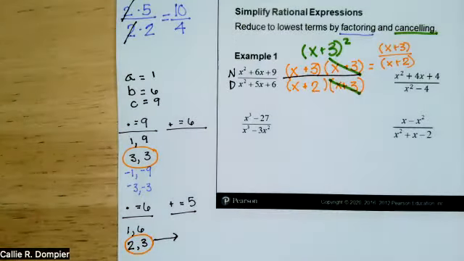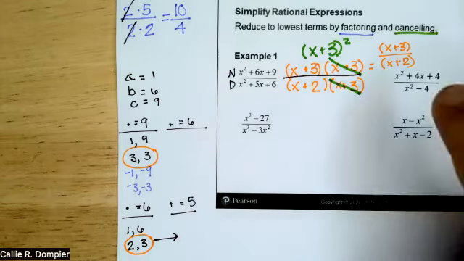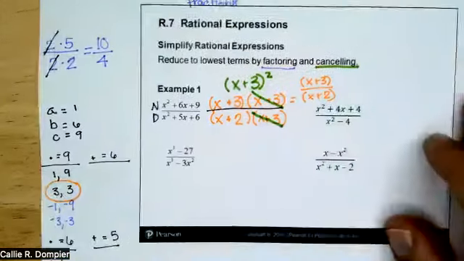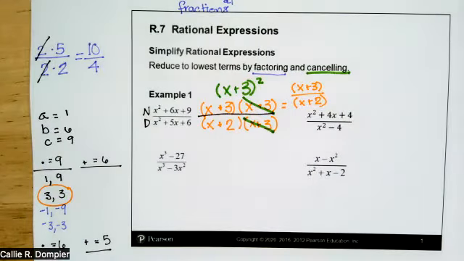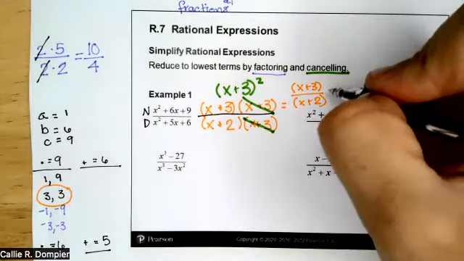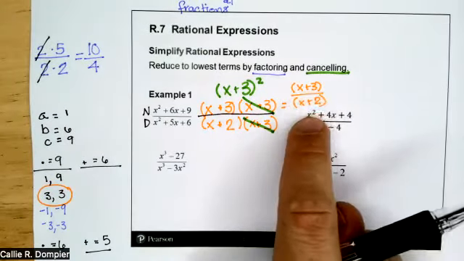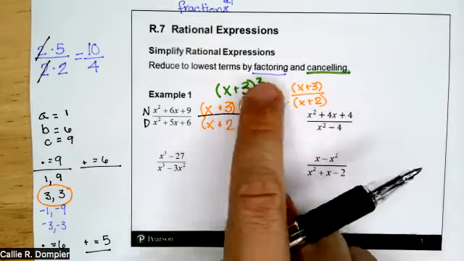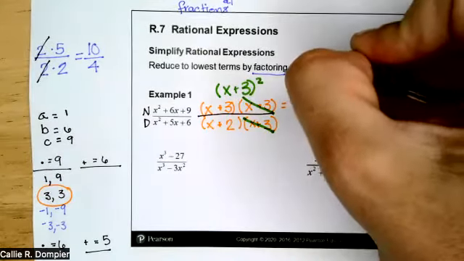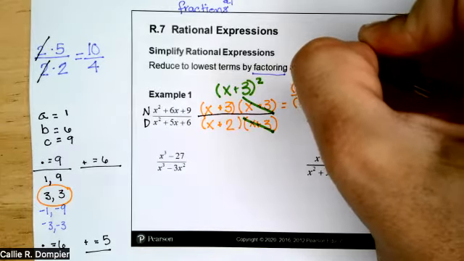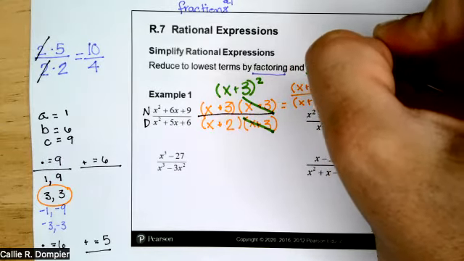Is it clear that we cannot cancel out those x's? We cannot cancel out those x's because those are being added to something else. So this is one factor, right? And this is one factor. So you can only cancel out things that are multiplied together. We're only canceling multiples.